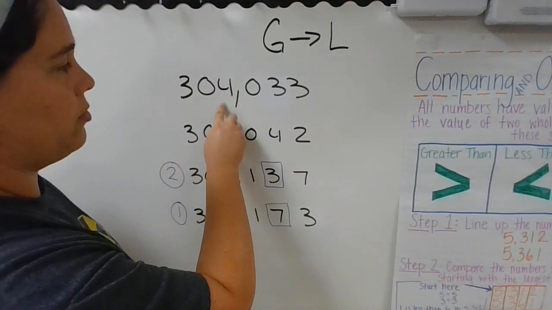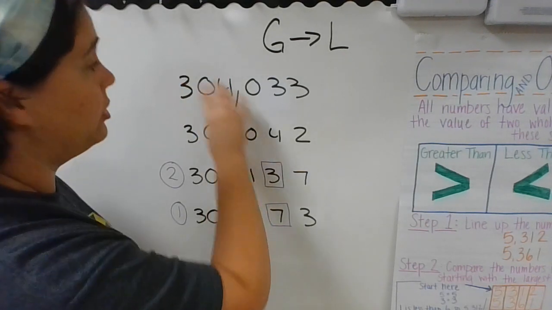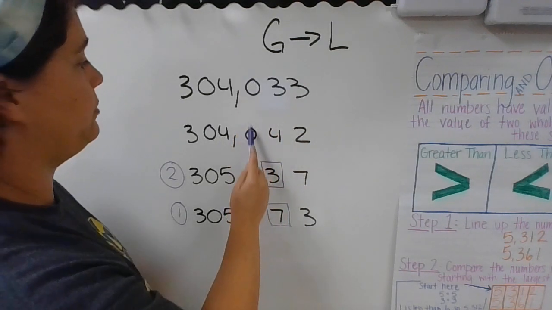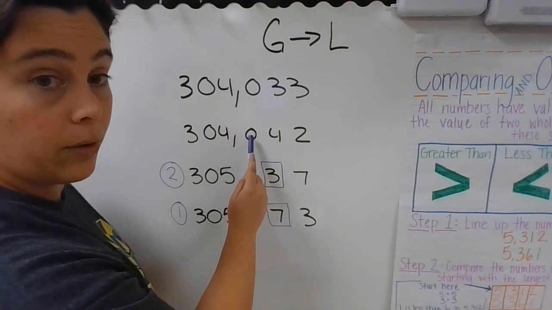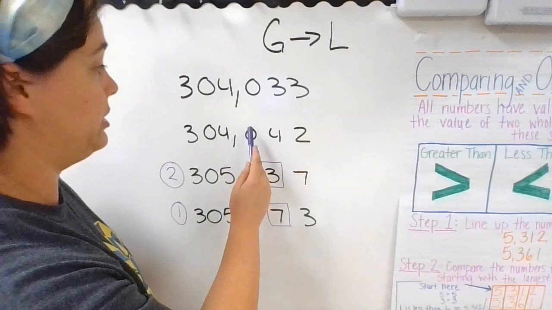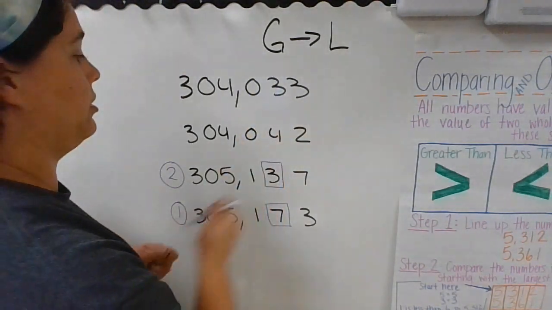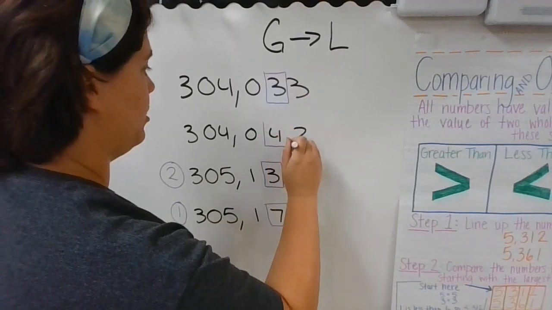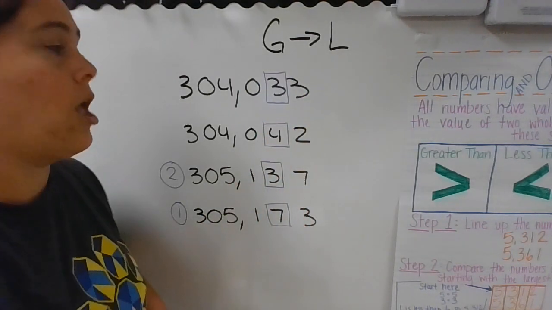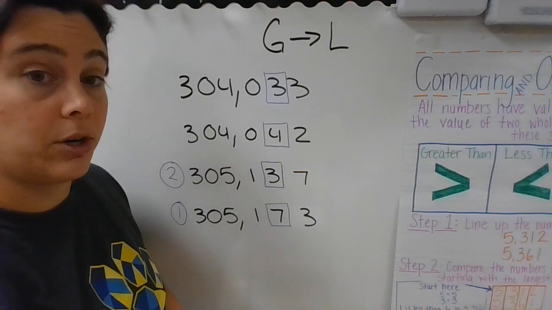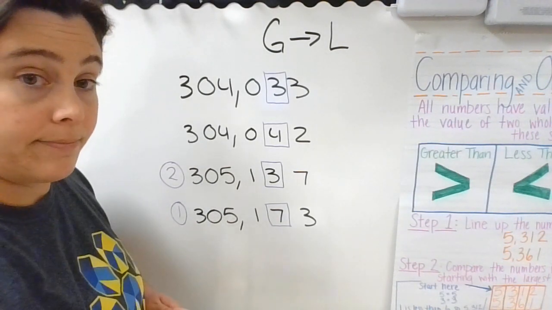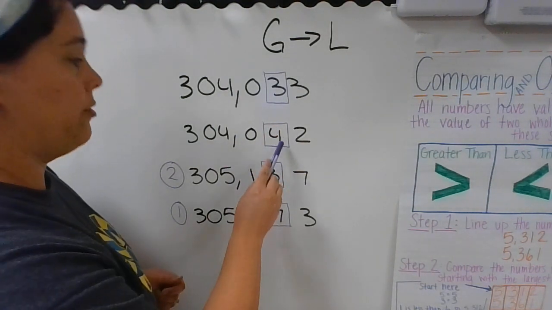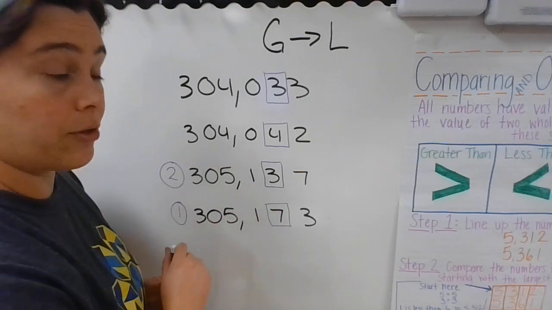So, we already went through the thousands house. Now we're in the hundreds house. So let's take a look here. In the hundreds place value, they both have 0. We need to move on to the tens place now. Tens place, we found a difference. There's a 3 here and a 4 here. Which number is bigger? 4 or 3? The 4. So that is going to be our third number.